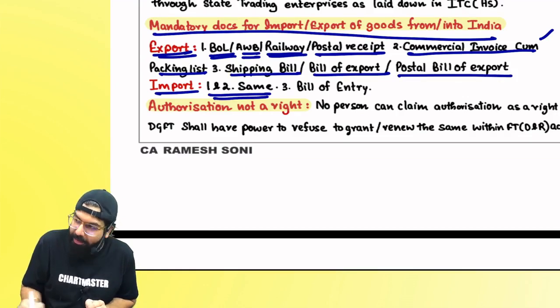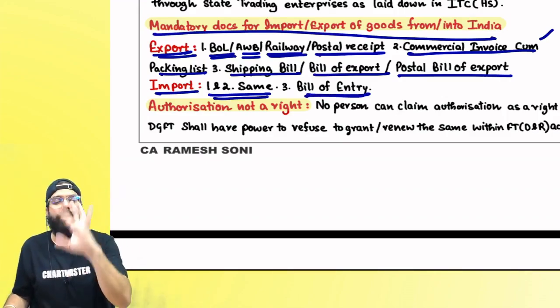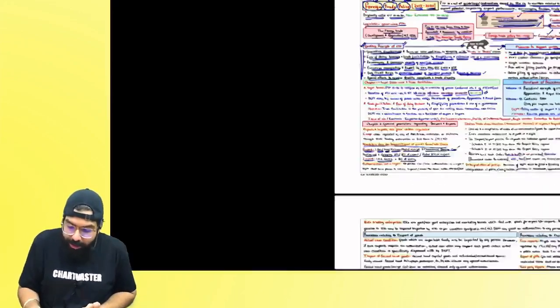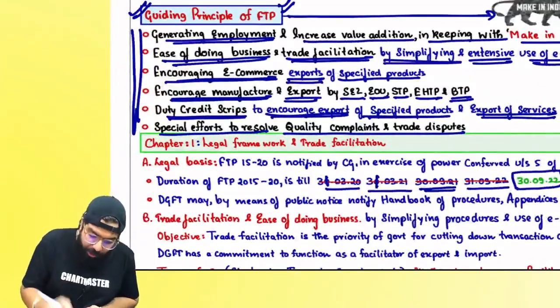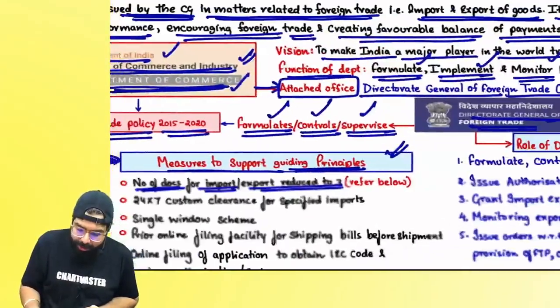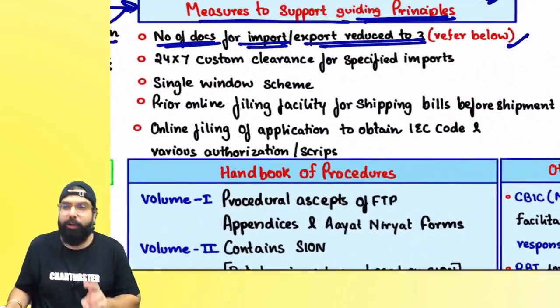Whatever your bill of lading, etc. is there, invoice is there. Plus in the case of import, you need a bill of entry and your clearance will be done. So they are going ahead and making sure that ease of doing business is there. How? By reducing the number of documents to only 3.